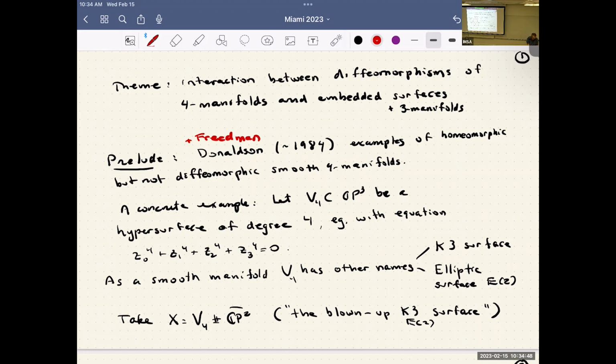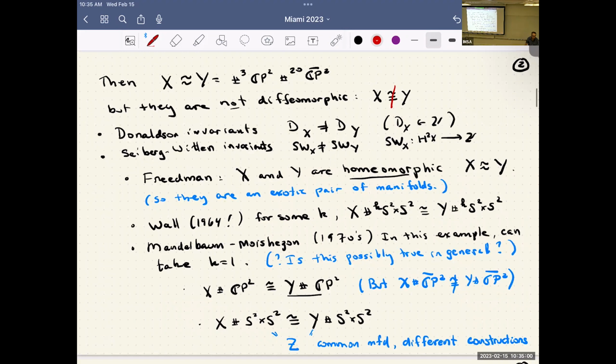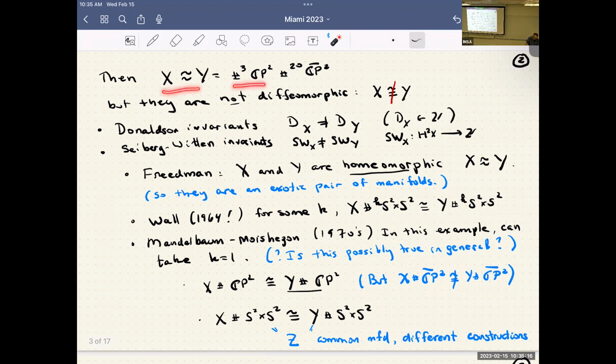Some homological invariant. And then if you take that and blow it up once, so that would be a blown up K3 or blown up E2, then Freedman tells us that up to homeomorphism, and the double squiggle notation means homeomorphism, that's homeomorphic to a much simpler manifold where you add 3 copies of CP2 with its standard complex orientation and 20 copies of CP2 with its opposite orientation. So those are homeomorphic manifolds, but Donaldson showed that they're not diffeomorphic.